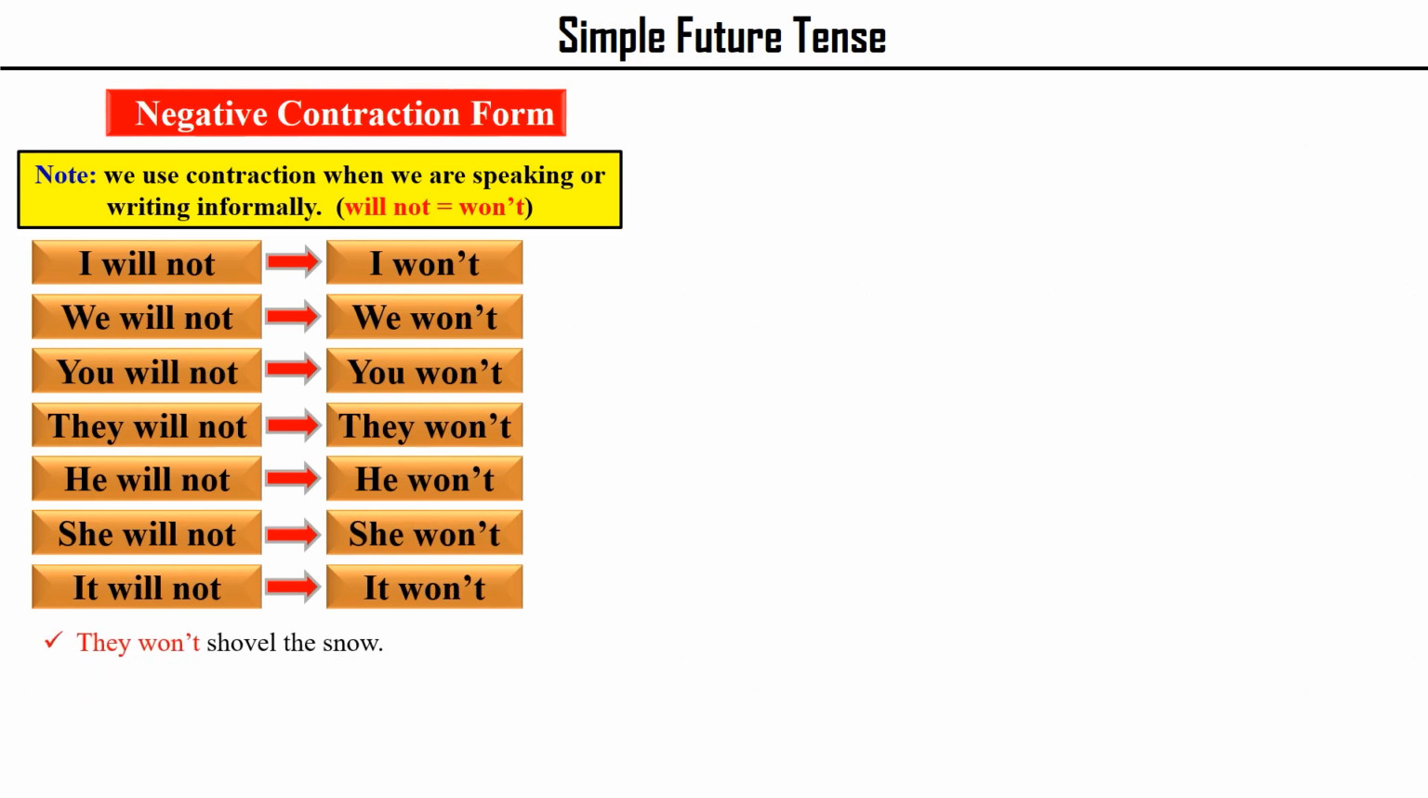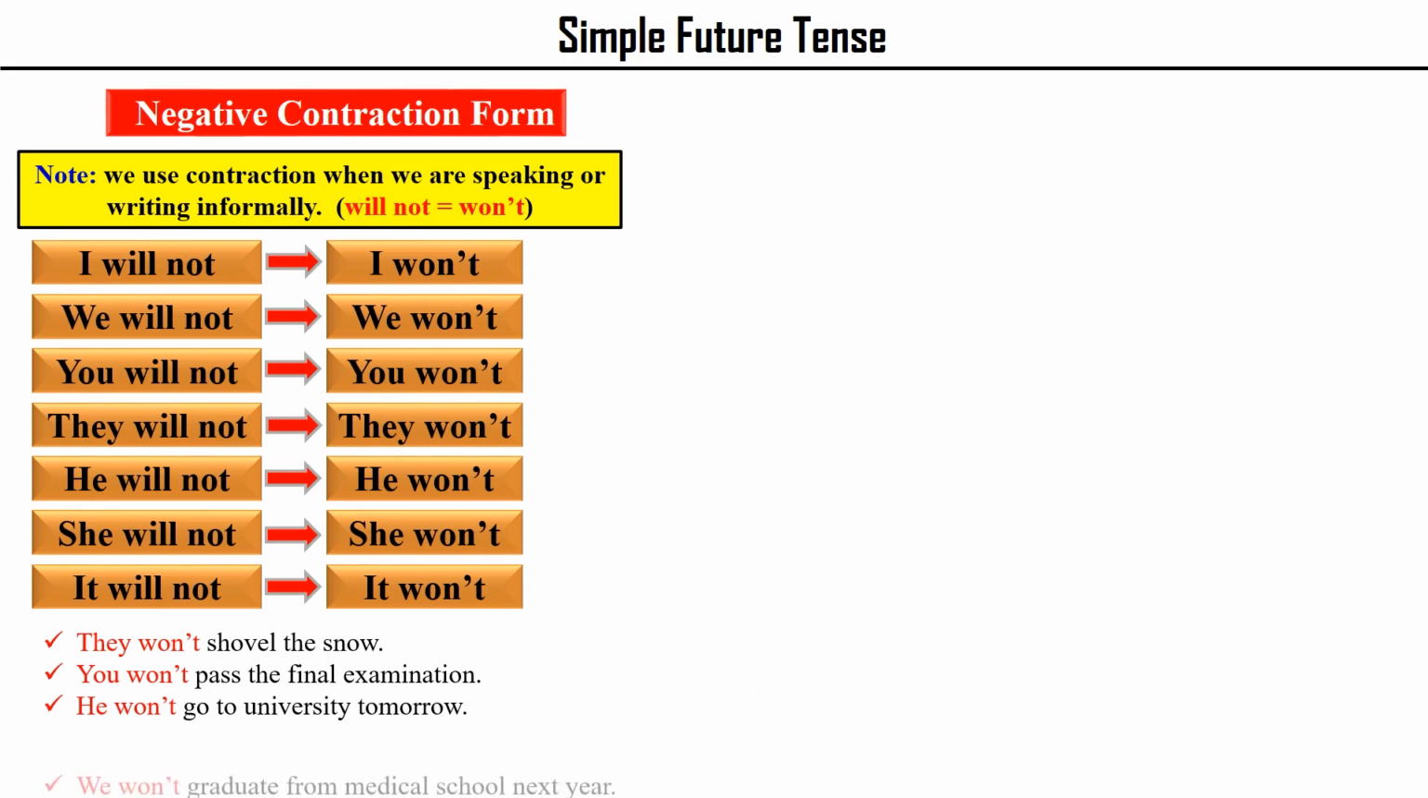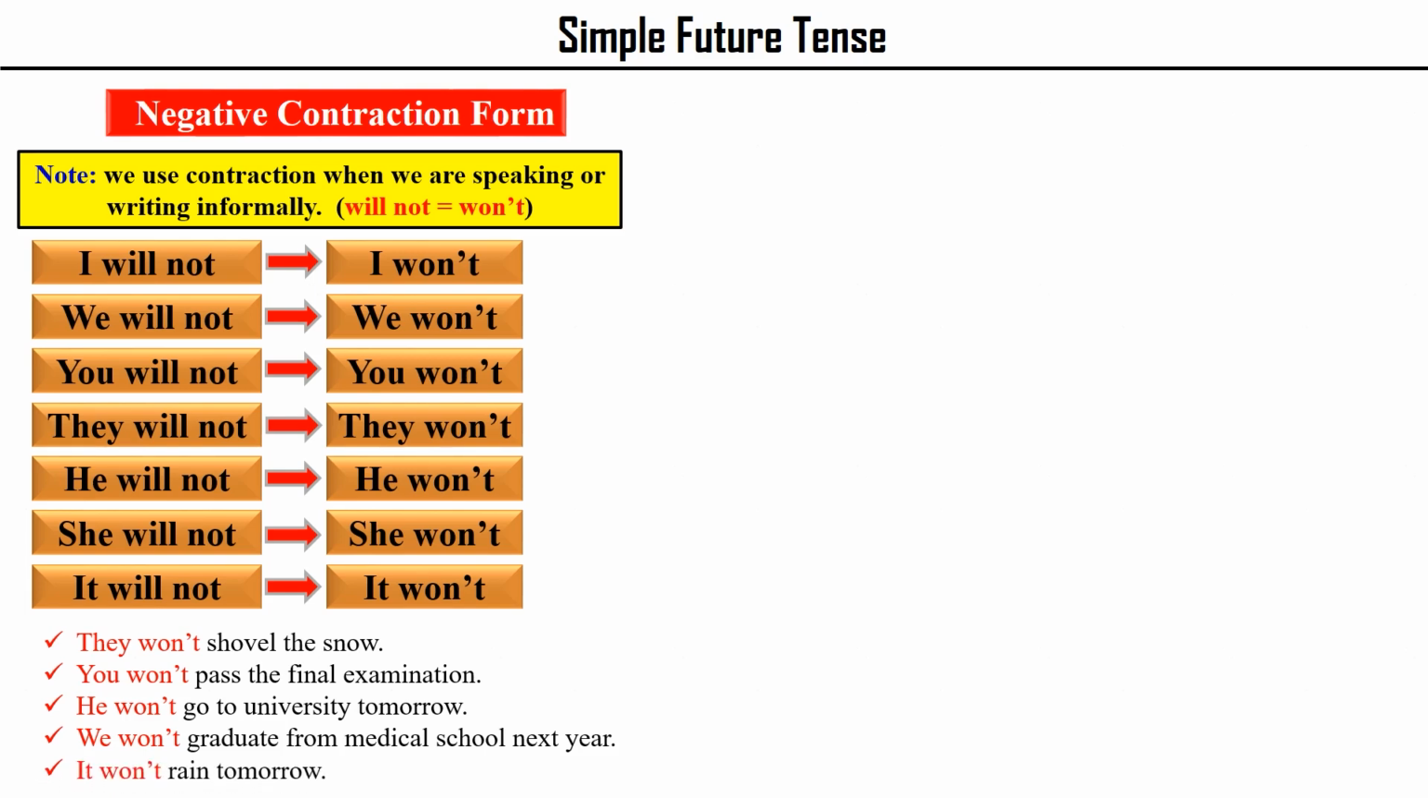Let's look at some examples. They won't shovel the snow. You won't pass the final examination. He won't go to university tomorrow. We won't graduate from medical school next year. And it won't rain tomorrow.